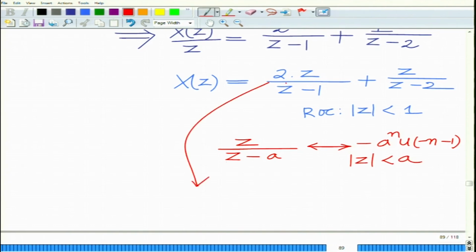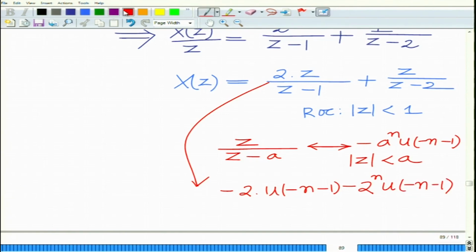So, this would be 2z. So, this would be minus 2, the pole is 1. So, a to the power of n would be 1 to the power of n, which would be 1. So, this would be minus 2 u of minus n minus 1 minus z over z minus 2, that is 2 raised to n u of minus n minus 1.